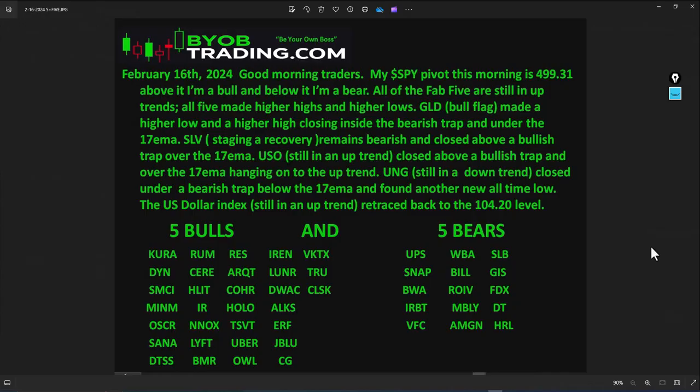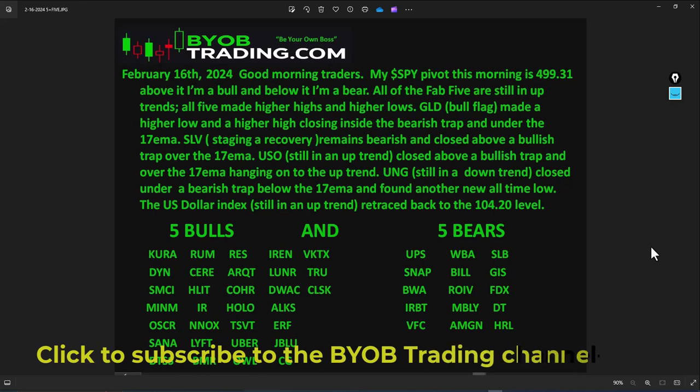All right, good morning, traders. Today is February 16th, 2024. My SPY pivot this morning, 499.31. Above it, I'm a bull. Below it, I'm a bear.